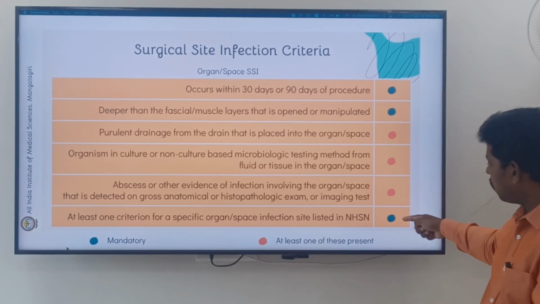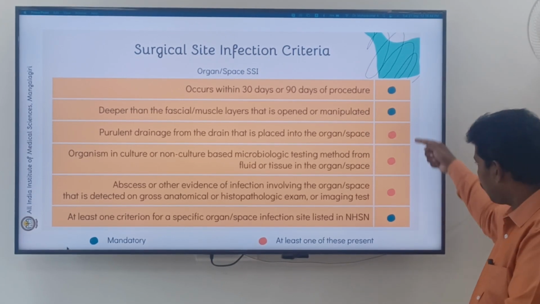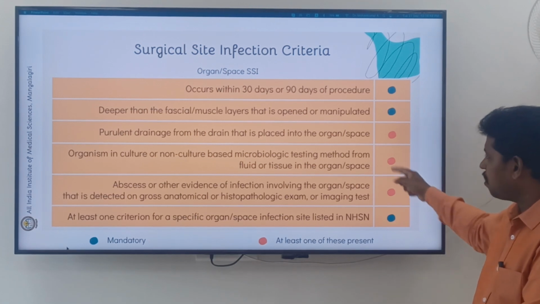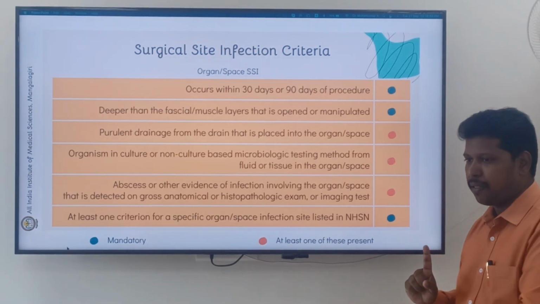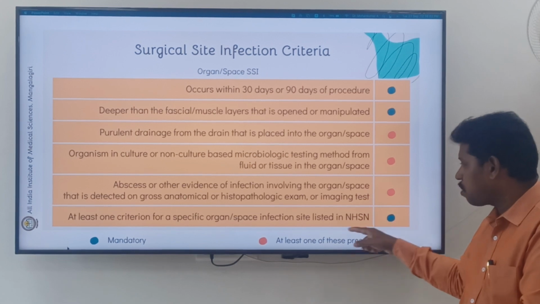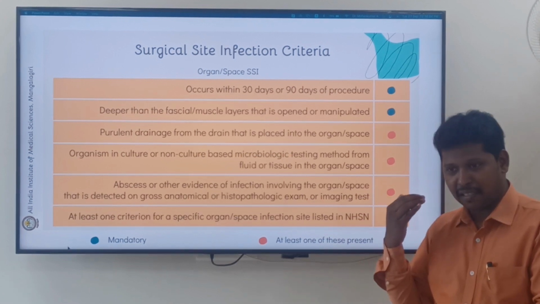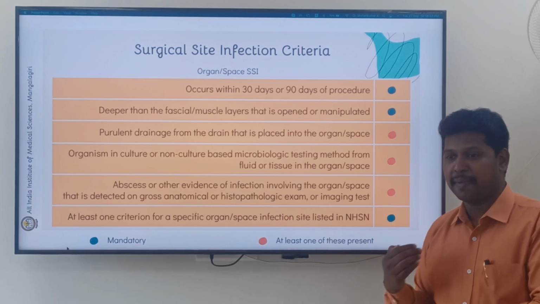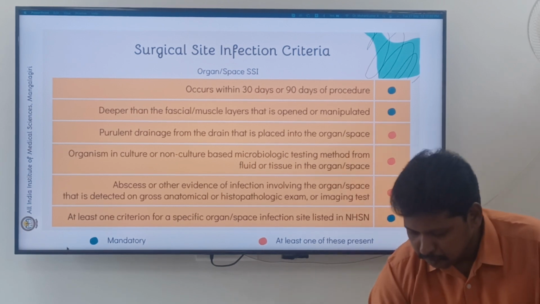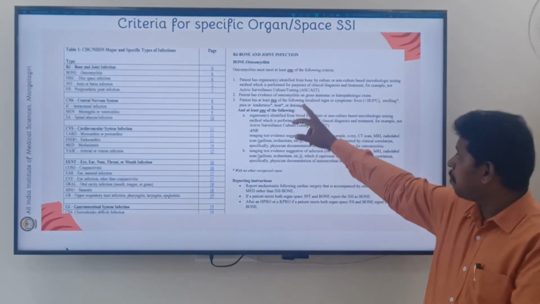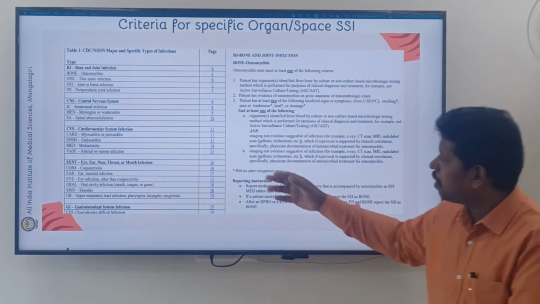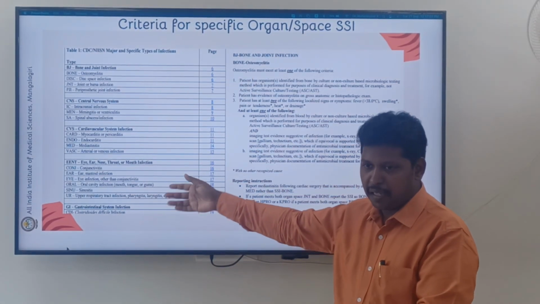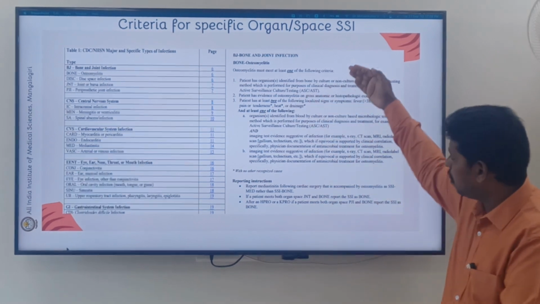1, 2, 3. These three should be mandatory. In these red three ones, either one is sufficient, right? So what is this last one? The NHSN again has given criteria for each one of these organ or space infections. For example, bone or joint infection. So for all the infections, they have given criteria.